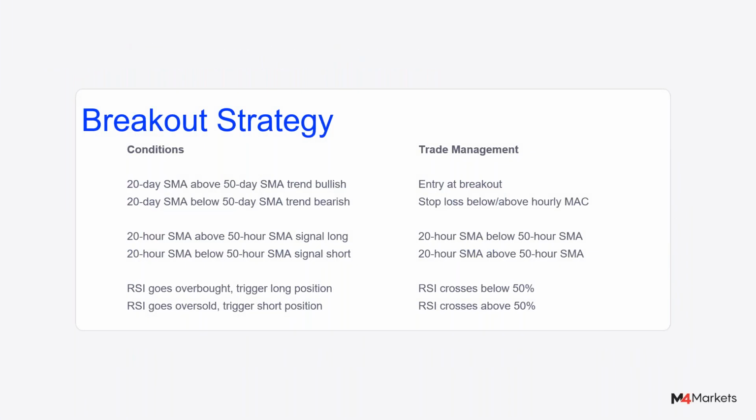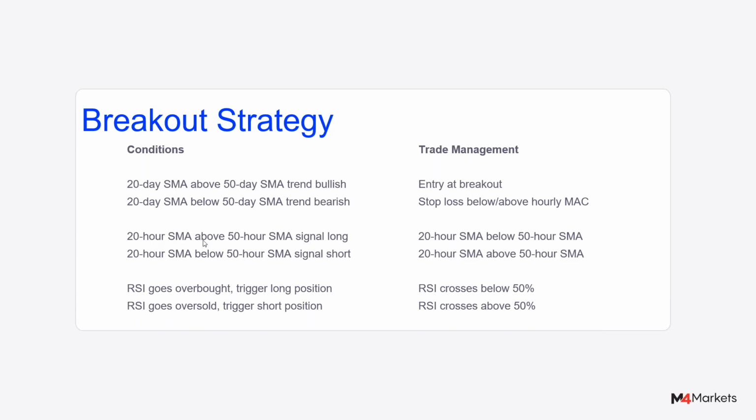Breakout conditions. The 20-day simple moving average has to be above the 50 SMA to be in a bullish trend, vice versa for the bearish. Now, we have to look at the daily chart here and the 1 hour chart, guys. This is an intraday strategy, but we need to be in the direction of the trend. So we look at the 20-day above the 50 on the daily. Then we'll go down on the 1 hour.